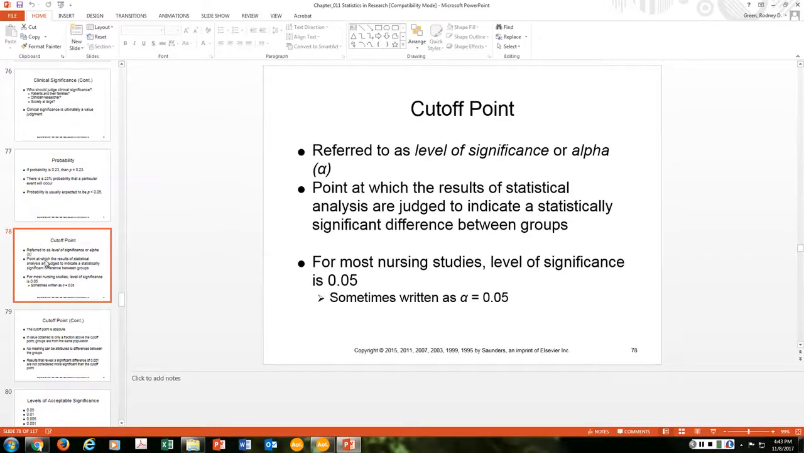The cutoff point is referred to as the level of significance, or the alpha. This is the point at which the results of statistical analysis are judged to indicate a statistically significant difference between the groups. For most nursing studies, the level of significance is 0.05, sometimes written as alpha equals 0.05.